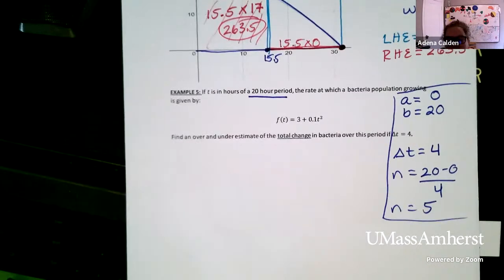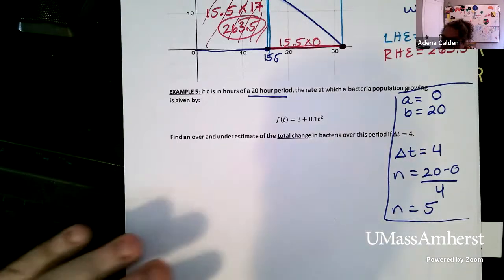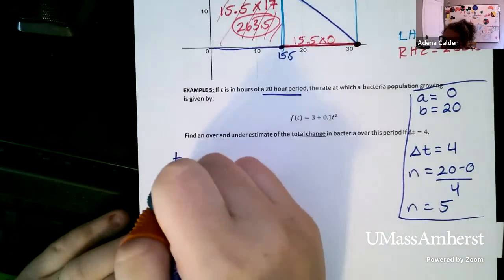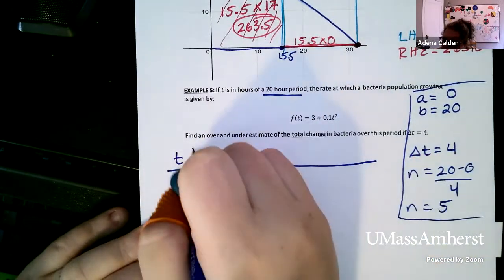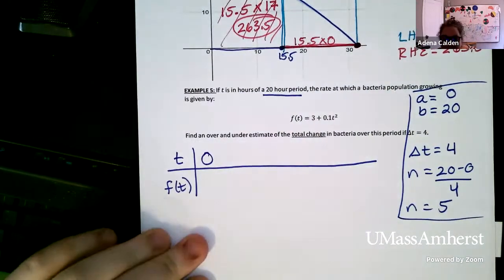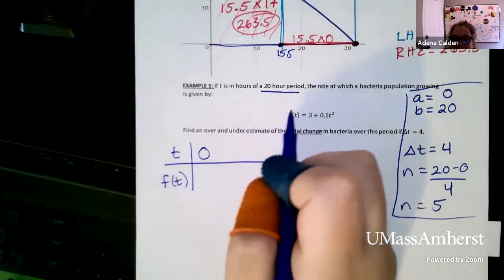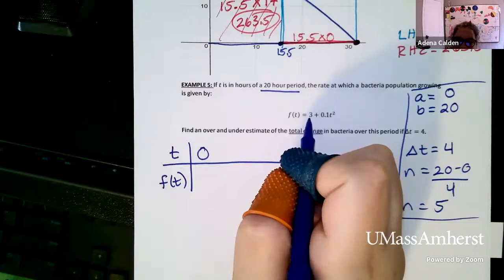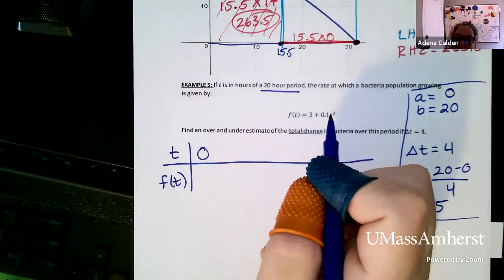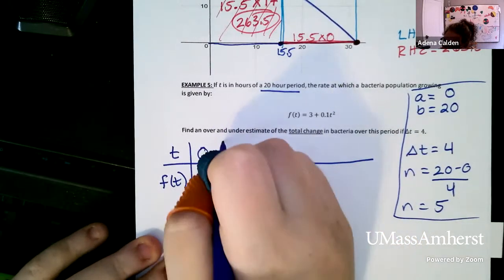So if we're looking for an over and under estimate, we are going to be doing the type of work we were doing with the table from before. The difference is we don't have the table yet. So what we need to do is generate our table. What does that mean? So we start at time equals 0. That's our starting point. And we get the corresponding rate by plugging a 0 into the rate function. This function is giving us the rate of change. So if you plug in a 0, you get a rate of 3.